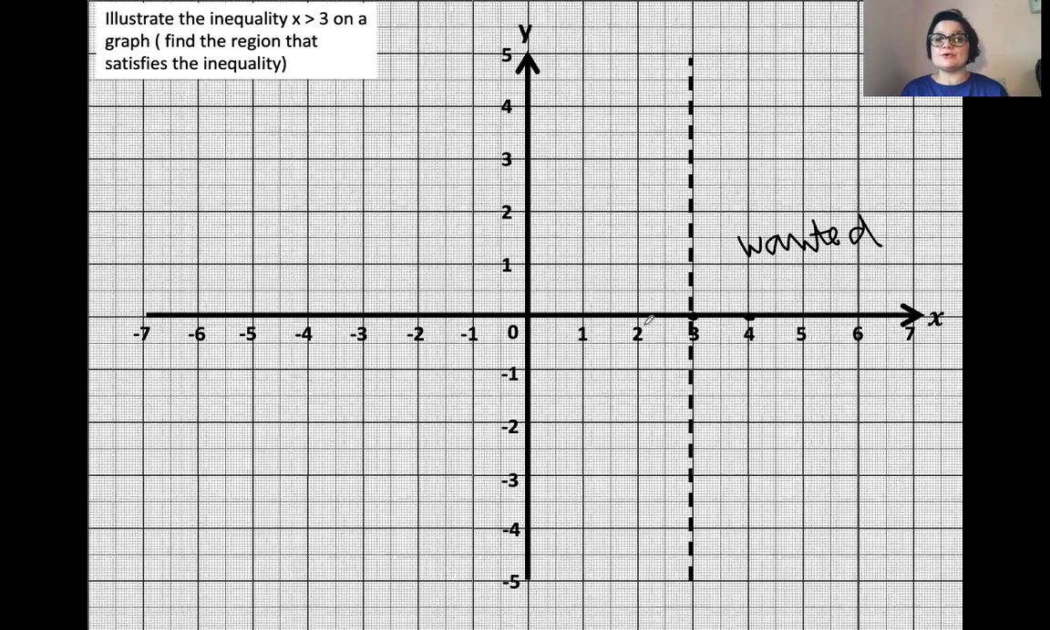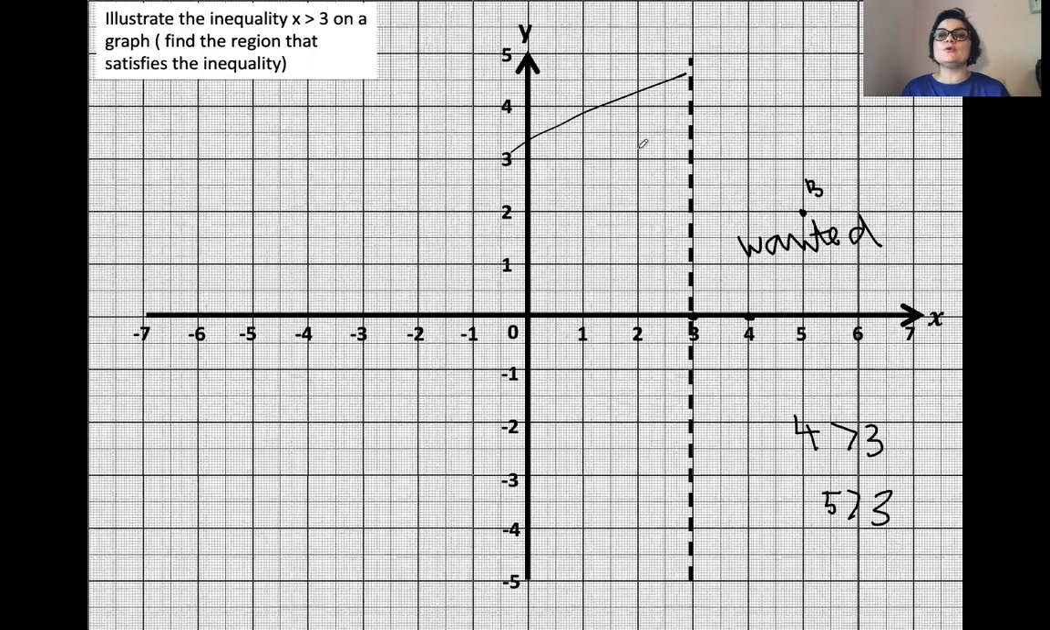With coordinates 4, 0. So the x of this one is 4. So substitute 4, it is going to be bigger than 3. And if you take another point anywhere on this region, this point here, for example, let's call it point B, the x of this point is 5. So again, 5, bigger than 3.